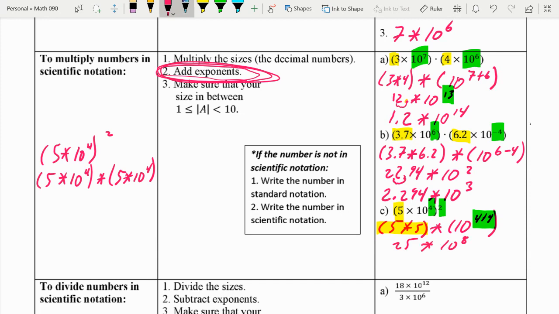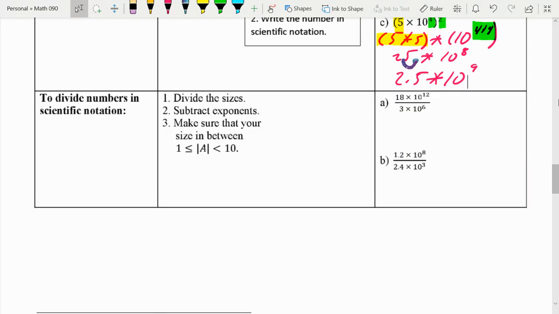And again, where is my decimal point? My decimal is right there. One space to the left. Since I went one space to the left, 2.5 times 10 to the 9th. All right, last two problems.